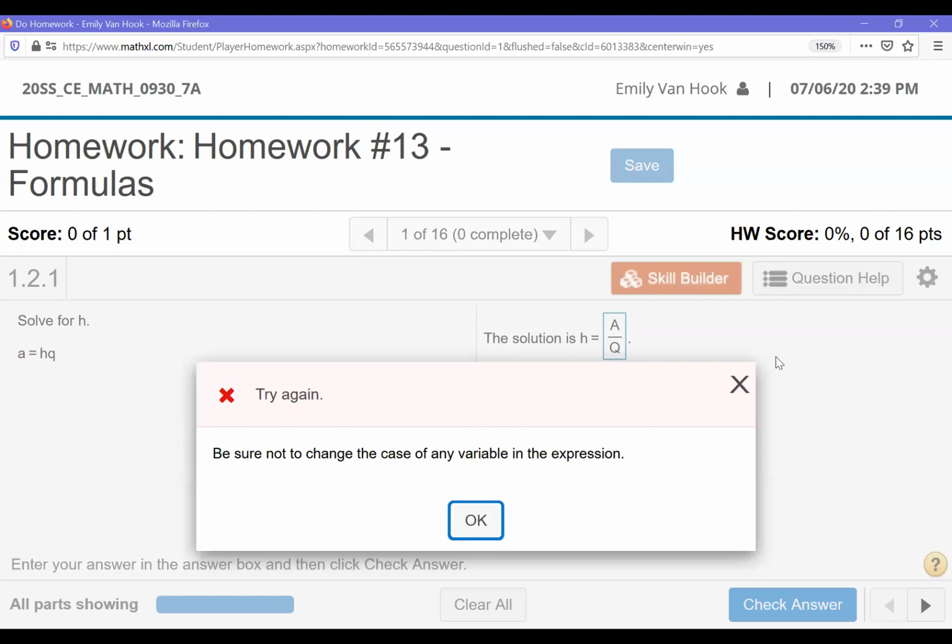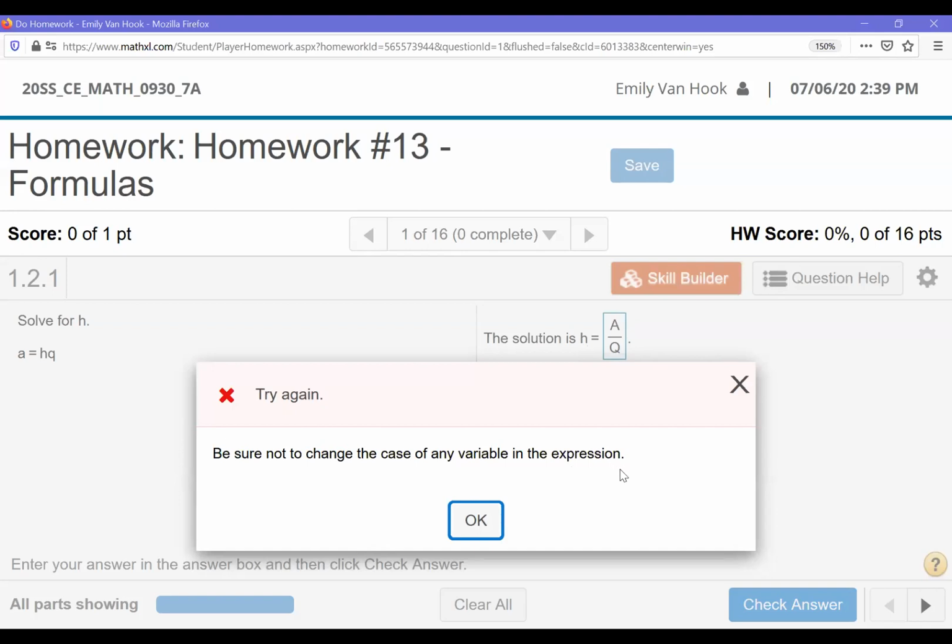Okay, here we are in homework 13. I've actually started number 1. The original equation was all lowercase. It was A equals HQ, solve for H. So what we would do is divide both sides by Q. Now look at what I've written for my answer. My answer should be H equals A over Q. But look, I've typed it in as capital letters. This is not accepted as a correct answer. So the note I'm getting here is be sure not to change the case of any variable in the expression.